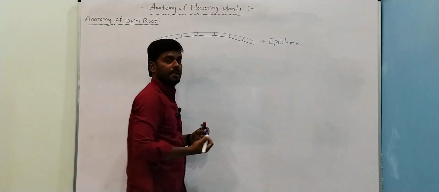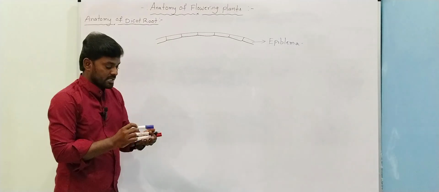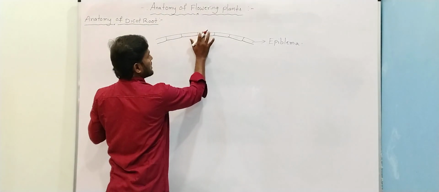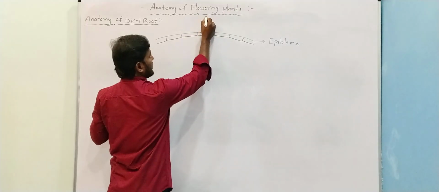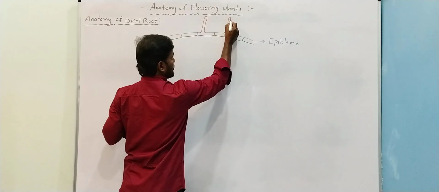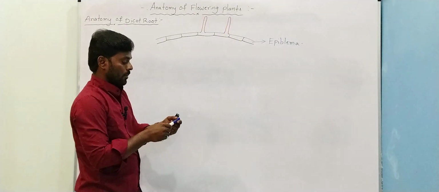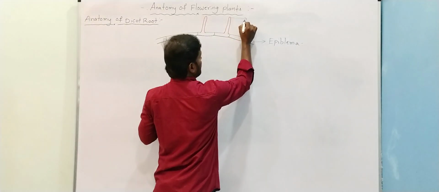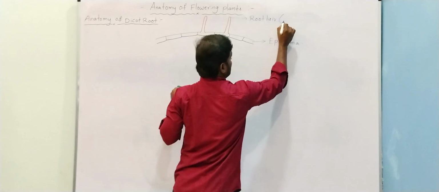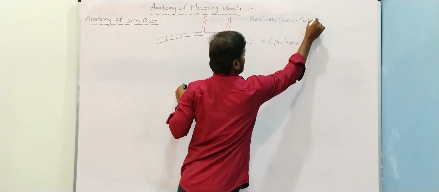Epiblemma. So the epidermis is also called epiblemma. Next, some epidermal cells protrude in the form of unicellular root hair. So this structure is called root hair. The root hair is made up of a unicellular structure.